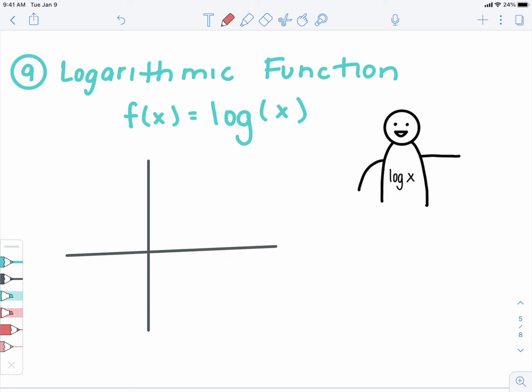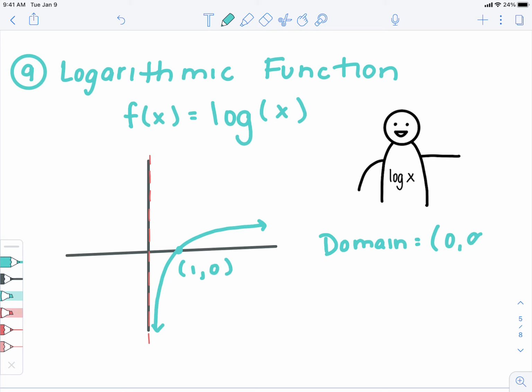So now my asymptote goes down x equals 0, goes right down this middle line. And when I graph a log function, my log function is never going to have a negative x value. It also goes through the point 1, 0. So here, my domain is 0 to infinity. So I can't have negative x values. My exponential, I couldn't have negative y values. For log, I can't have negative x values.